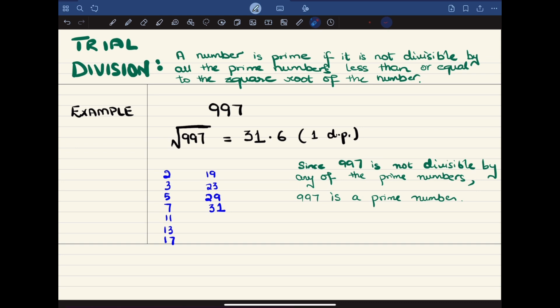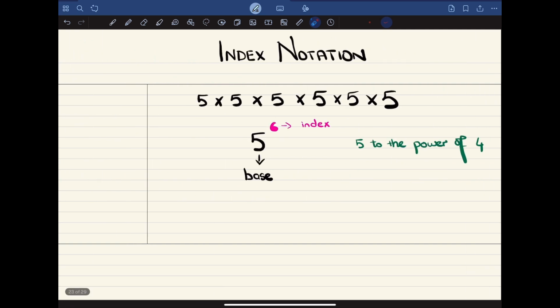Okay, now before we move on to actual prime factorization, I also want you to understand what index notation is. If we have this multiplication statement, 5 is being multiplied how many times? 1, 2, 3, 4, 5, 6. So you can write this as 5 raised to the power 6. Okay, so this is the index notation basically.